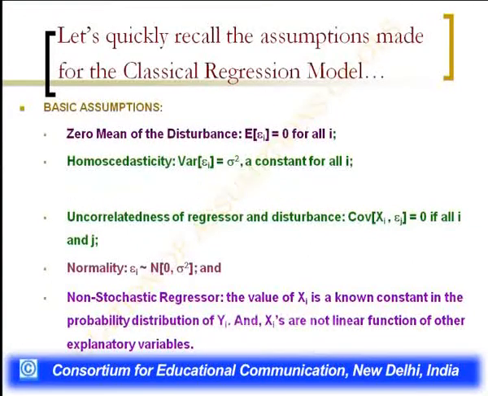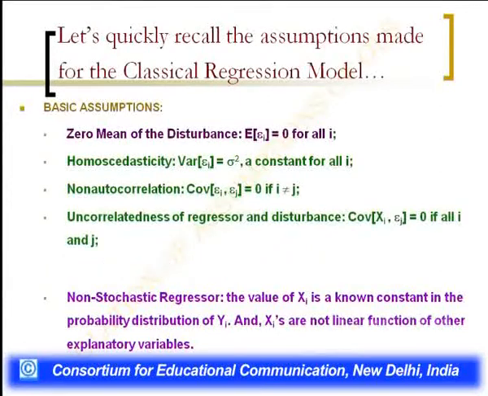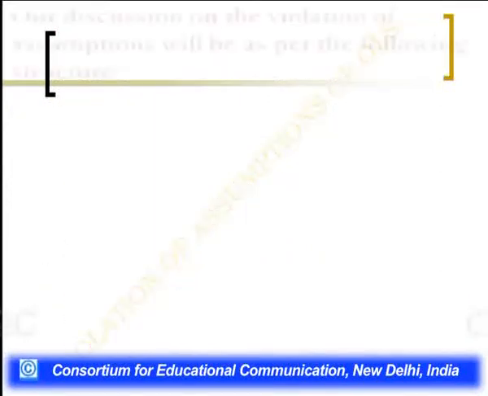So we have seen the disturbances here. What next? Our discussion is about the violation of assumptions, which will be as follows. What are these assumptions? What are the consequences? How do we detect them, and how do we check whether the assumptions are correct or not? We'll do it one by one.